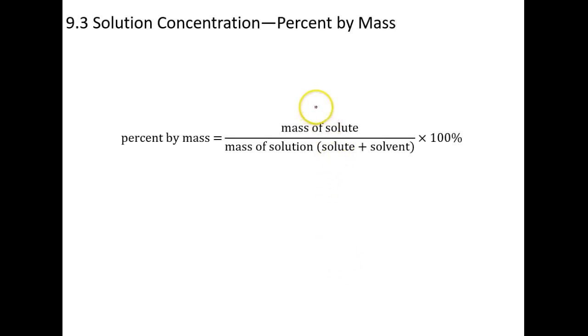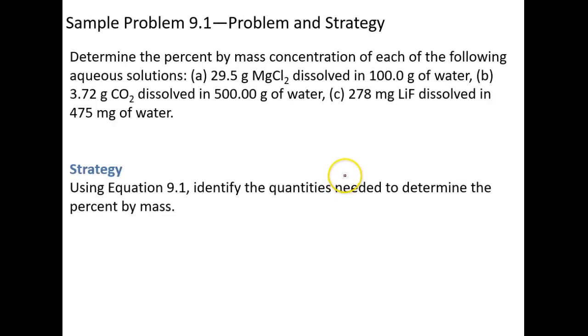Percent by mass, I kind of gave you the equation already, but it's the mass of your solute divided by the mass of the solution, which is the combination of your solute and your solvent. So let's just do A. You can easily do B and C on your own. If you want to find a percent by mass, you just basically take your 29.5 grams of magnesium divided by 129.5 grams of your solution times 100.